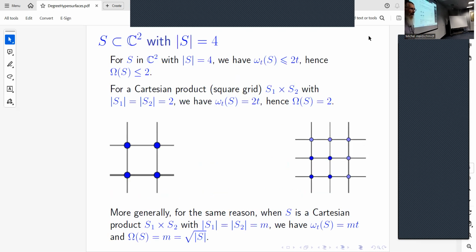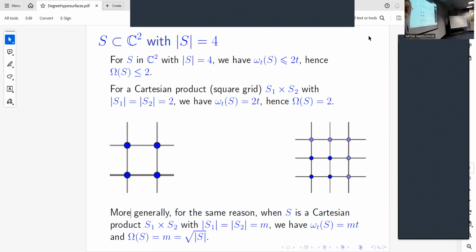The next example is with 4 points. With 4 points, if you want a polynomial which vanishes with multiplicity 1, you take 2 lines. You can take 2 lines like this and 2 lines like that. And so you see that omega t of S is just 2t. You take t times 2 lines. So this is omega t of S for the grid, which is the Cartesian product with 2 elements.